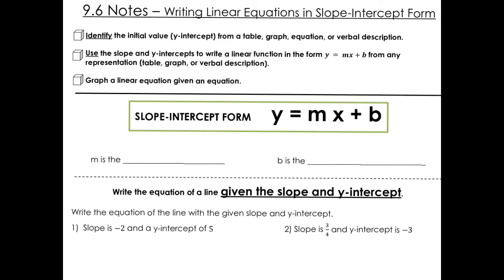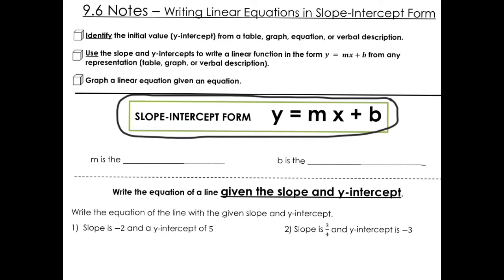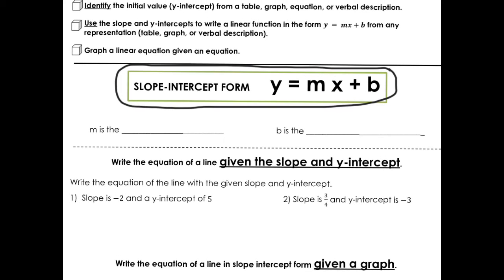So today's lesson is on writing an equation from a graph or from a table. The equations that we write today are going to be in the form y equals mx plus b, and if you remember, that is called slope-intercept form. Hopefully you remember, since we spent so much time on this, that M stands for the slope, and B is the y-intercept, also thought of as the initial value.